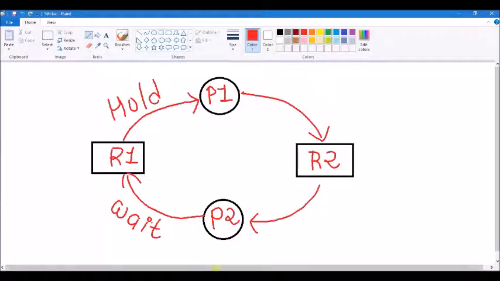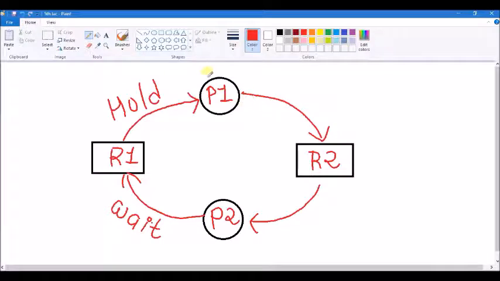So let's check. P2 is requesting R1, and R1 is already allocated to P1. So we cannot grant it because it is not available with us. So the value of the finished variable of P2 is false, and P2 cannot successfully complete. Let's check P1. P1 is requesting R2, but R2 is allocated to P2, so we don't have resource R2 available. So we cannot complete the request of P1, and its finished variable value is again false.